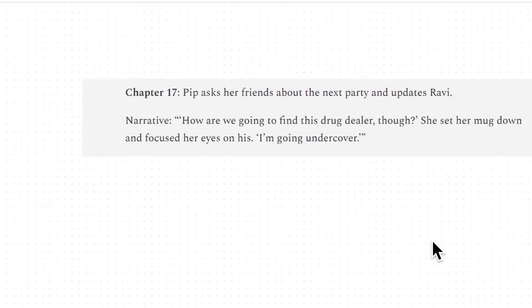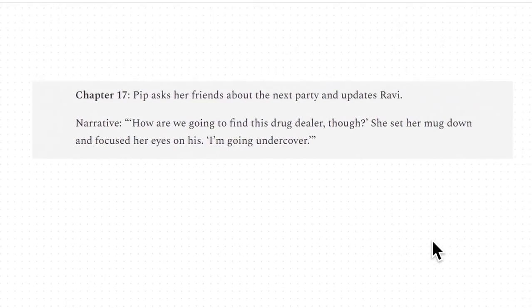In chapter 17, Pip asks her friends about the next calamity party, saying she's going to go, and she updates Ravi. The narrative line is, "How are we going to find this drug dealer, though?" She set her mug down and focused her eyes on his. "I'm going undercover." Here, she shares what she learned from Max, makes a decision, follow the evidence, with a new goal established. Again, that revelation, decision, new goal structure is what we are seeing in all of these middle build chapters.